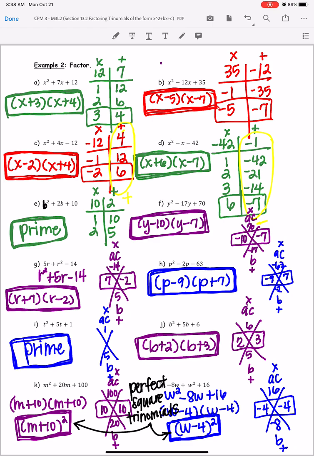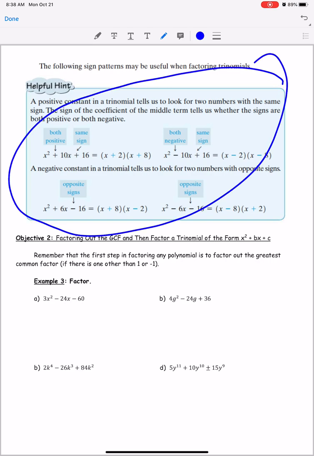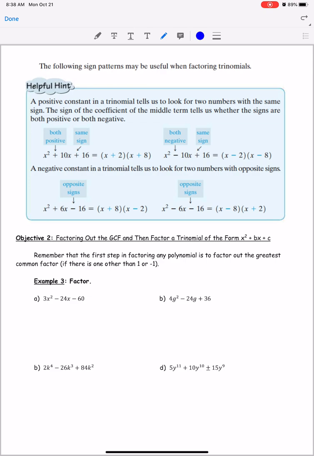Okay. Now on the next page, we're going to be factoring more. If you like the Christmas colors, if you like the chart because you're not good at multiplication, you can use that. I'm just letting you know on that next page, I will be using the X method, okay? All right. And so here, we kind of already went over that, but that is kind of a helpful thing if you need to know what your signs are going to be.